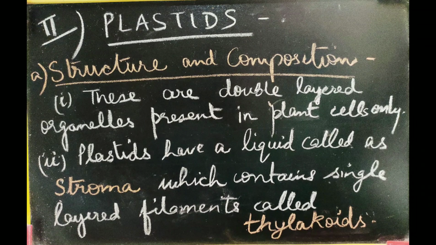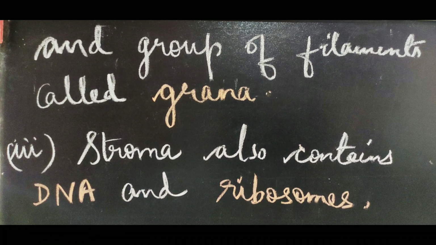So let us summarize what we just discussed. Plastids are double layered organelles present in plant cells only. We'll be discussing this reason why they are present in plant cells only. Plastids have a liquid called stroma, which contains single layered filaments called thylakoids, and a group of filaments called grana. Stroma also contains DNA and ribosomes.